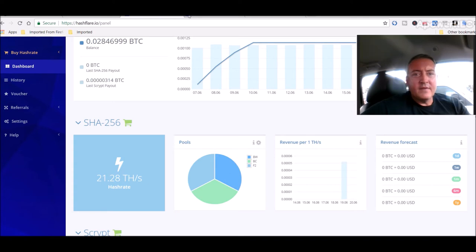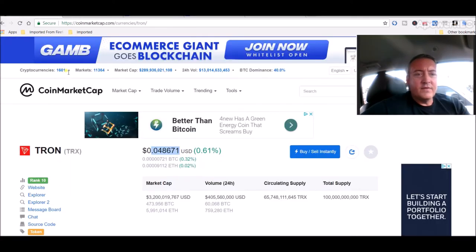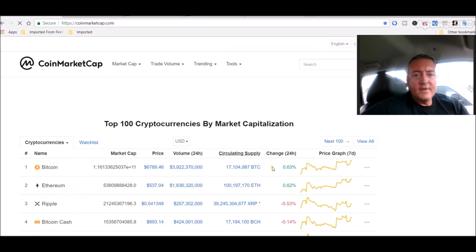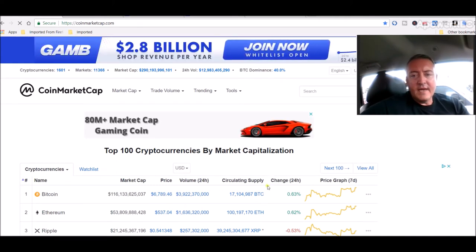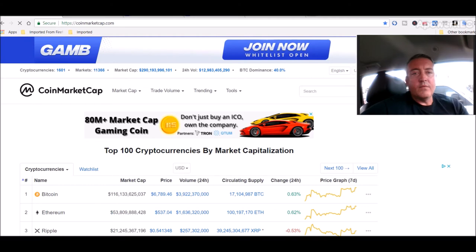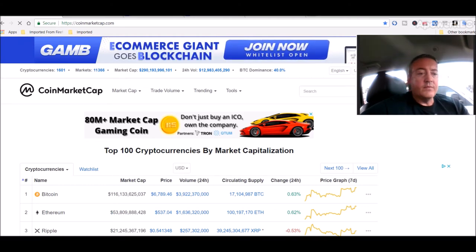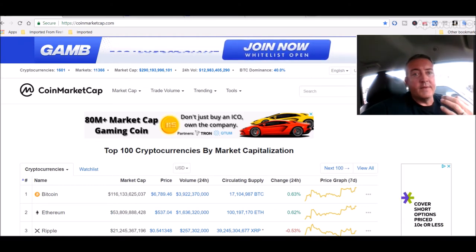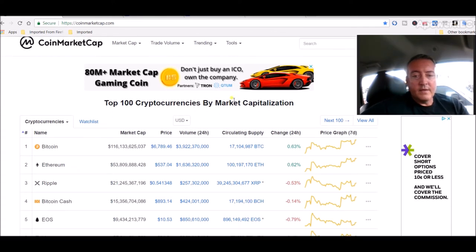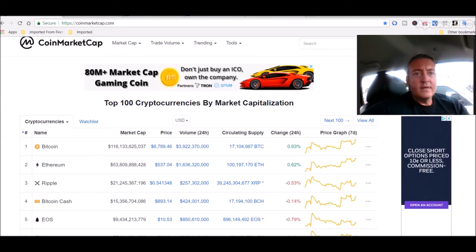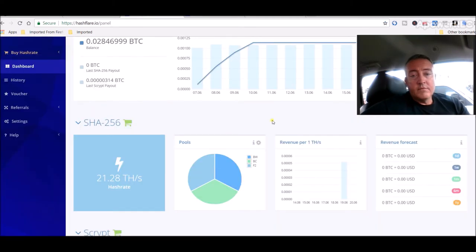We can head over to CoinMarketCap. Bitcoin is 67.89, so it may very well be that we will get another payout today, although it'll be minimal, I'm sure, because the mining difficulty is up as well. But we may get another payout, and that's all I'm concerned about.